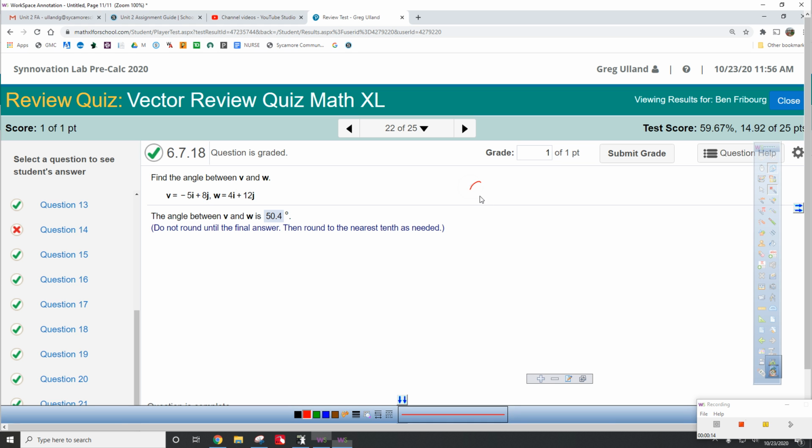So the equation is cosine of theta. Theta is the angle between any two vectors. So if you have a vector u and a vector v, theta is the angle between those two vectors. To find it, you use this formula. Cosine of theta is u dot v over the magnitude of u times the magnitude of v.